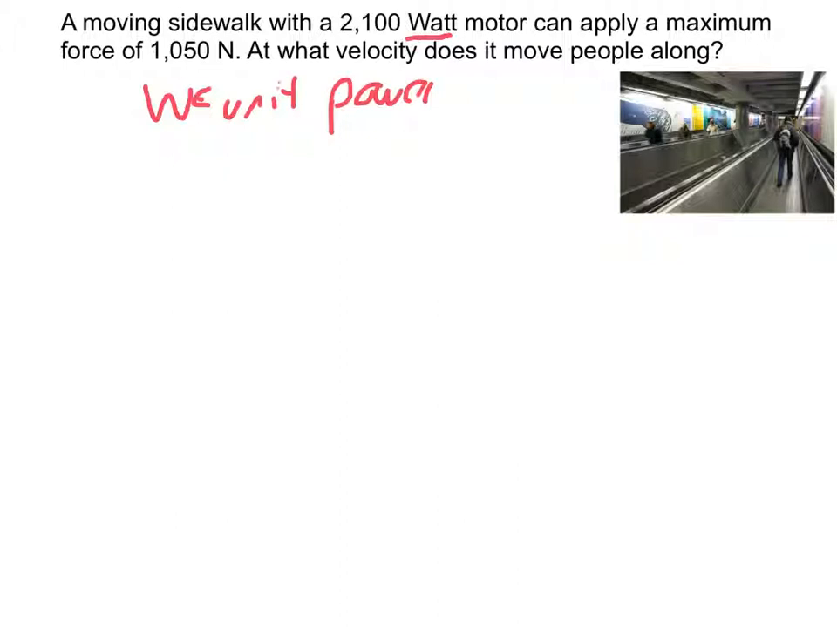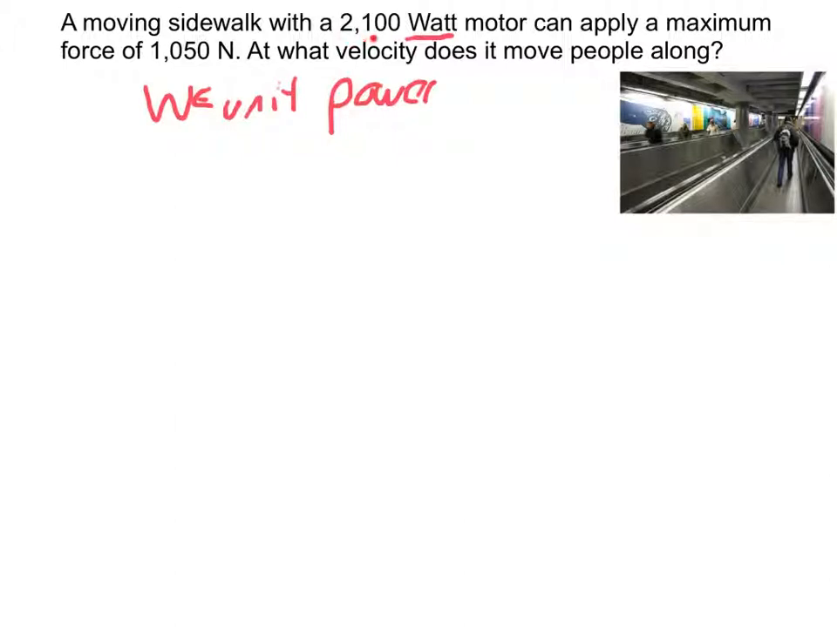So I know a 2,100 watt motor can apply a maximum of 1,050 newtons. At what velocity does it move people along? So it's an airport moving sidewalk, right? You hop on it and it takes you along. People really use this to go twice as fast, right? Because if you walk on the moving sidewalk, you're able to pick up the speed quite a bit and make sure you catch the airplane or whatever else is going on there. And it's kind of a real life thing.